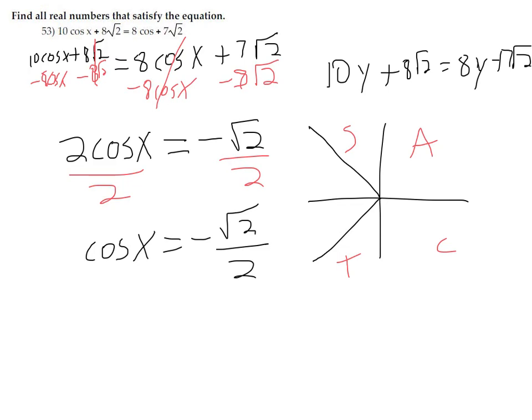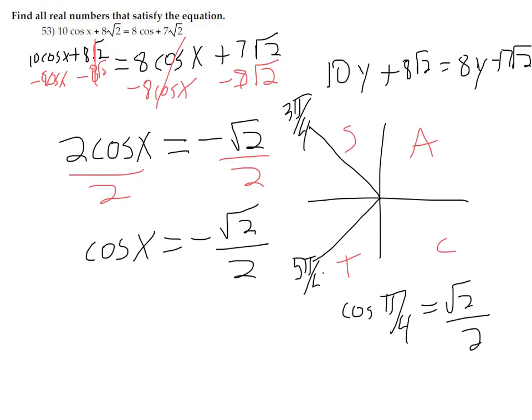Now, where is cosine? We know that cosine of pi fourths equals square root of 2 over 2. So that's a reference angle. So that's this value right here and this value right here, pi fourths. So a second quadrant pi fourths is 3 pi fourths. Sorry, a second quadrant. A third quadrant is 5 pi fourths. If you wanted to add by pi fourths, they'd be here: 1 pi fourth, 2 pi fourths, here's 3 pi fourths, and 4 pi fourths, and here's 5 pi fourths, 6, 7, and 8 pi fourths. 8 pi fourths is 2 pi.